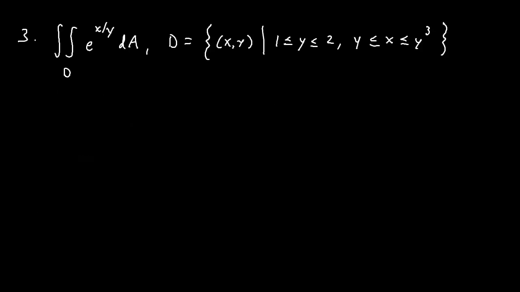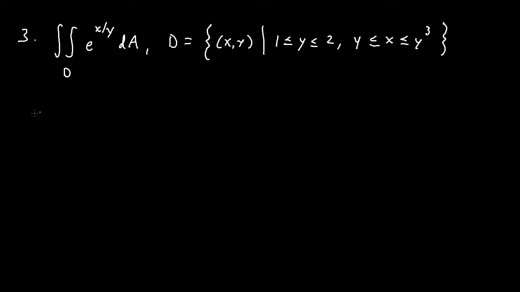So now for number 3, we have the double integral of e to the x over y dA described by region D. And so D is equal to, in set notation, all xy ordered pairs, such that the y bounds range from 1 to 2, and the x values range from y to y cubed.